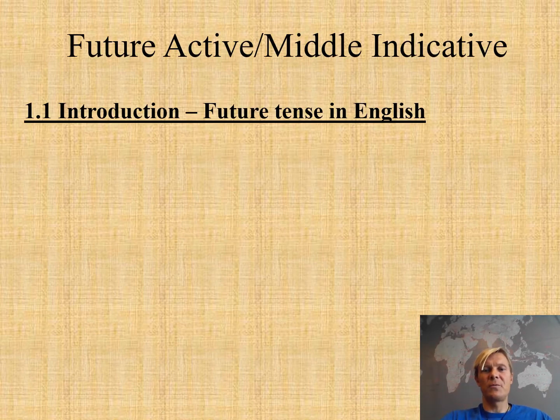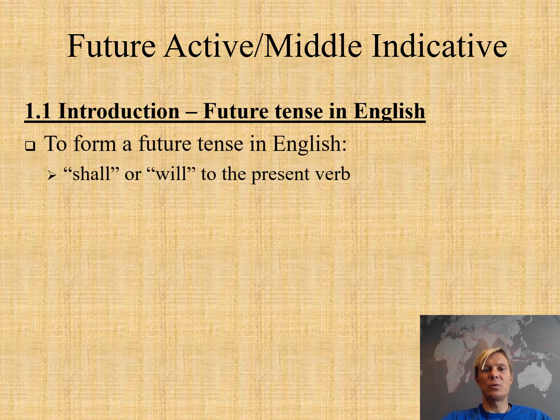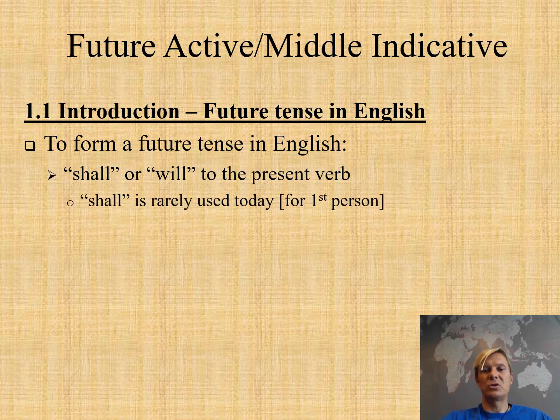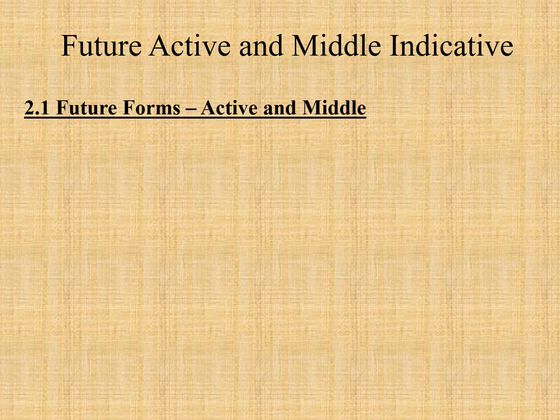So to form the future tense in English, we use shall or will, and we add it to the present verb. And shall is obviously very rarely used today, even for the first person. So examples would be present tense I eat and future tense I will eat. Very easy, very straightforward. So let's look at the future active and middle, their forms.